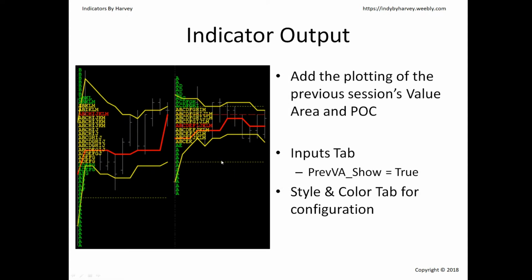You can also, for those who use previous value areas to influence their trading ideas, display the previous value area by setting pre-VA show to be true, and in that case these dashed yellow lines are the previous value area high and low respectively, and the larger dashed red line is the previous point of control.